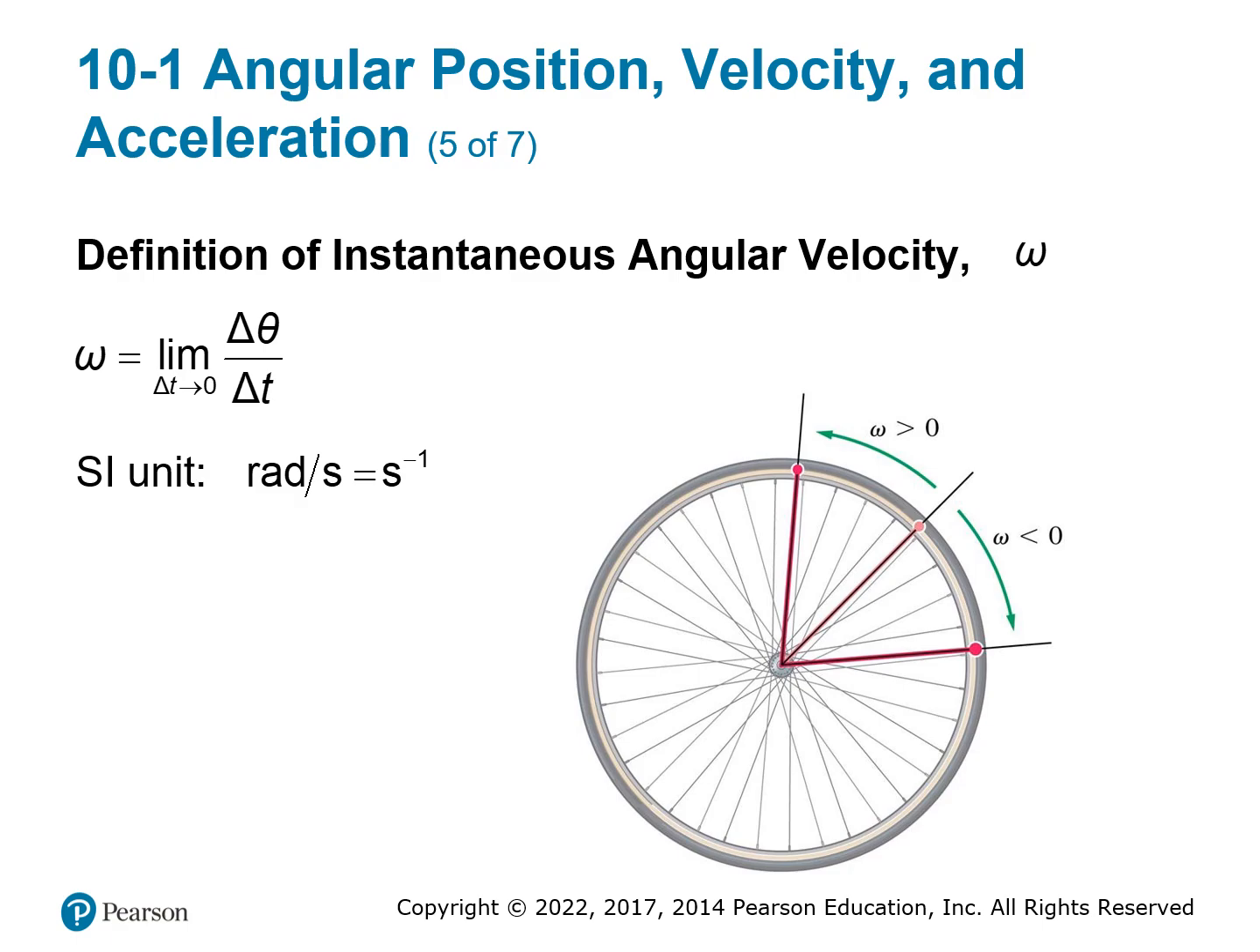You can also have instantaneous angular velocity. It's the limit of the change in angular position over the change in time, still measured in radians per second. If your angular velocity is positive, then you say it's going counterclockwise. If your angular velocity is negative, then you say that you are going clockwise.